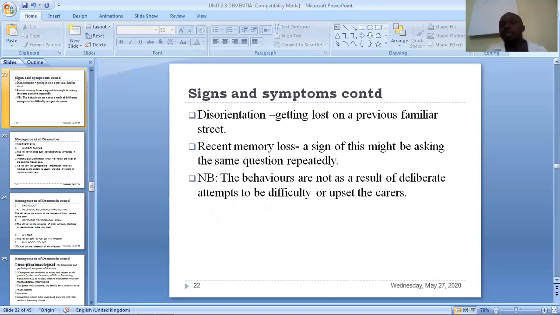Some of them might have disorientation. They may be disoriented to time, place, even to the place that they were previously at. They may not be able to identify where they are. Recent memory loss, a sign of this might be asking the same question repeatedly. Point to note is that the behaviors are not a result of deliberate attempts to be difficult or upset the carers, but it's a result of damage to the brain tissue, which brings about impairment or deterioration in the intellect functioning and the cognitive skills.